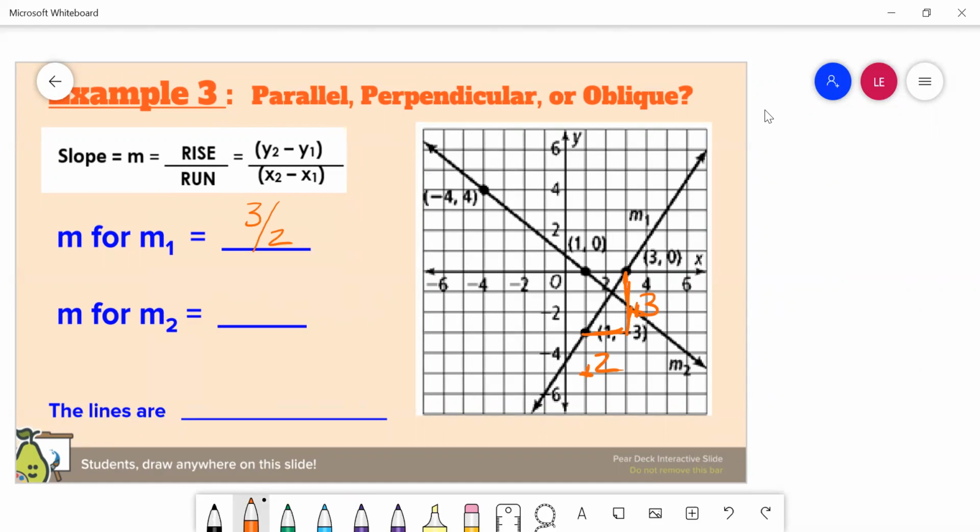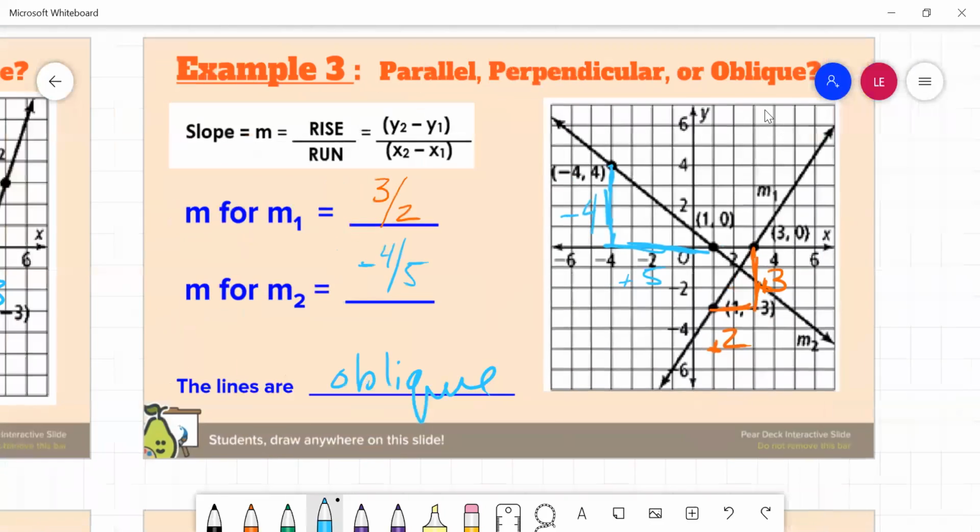If I look at line number 2, I think I'm going to have to use the points they gave me. So I'm going to make a triangle from point to point. It has a rise of 1, 2, 3, -4 because it goes down, and then it goes to the right 1, 2, 3, 4, 5, +5. So it has a slope of -4/5. The slopes are different. They're not opposite reciprocals of each other, so therefore the lines are oblique. Okay, they look perpendicular, but they're not.